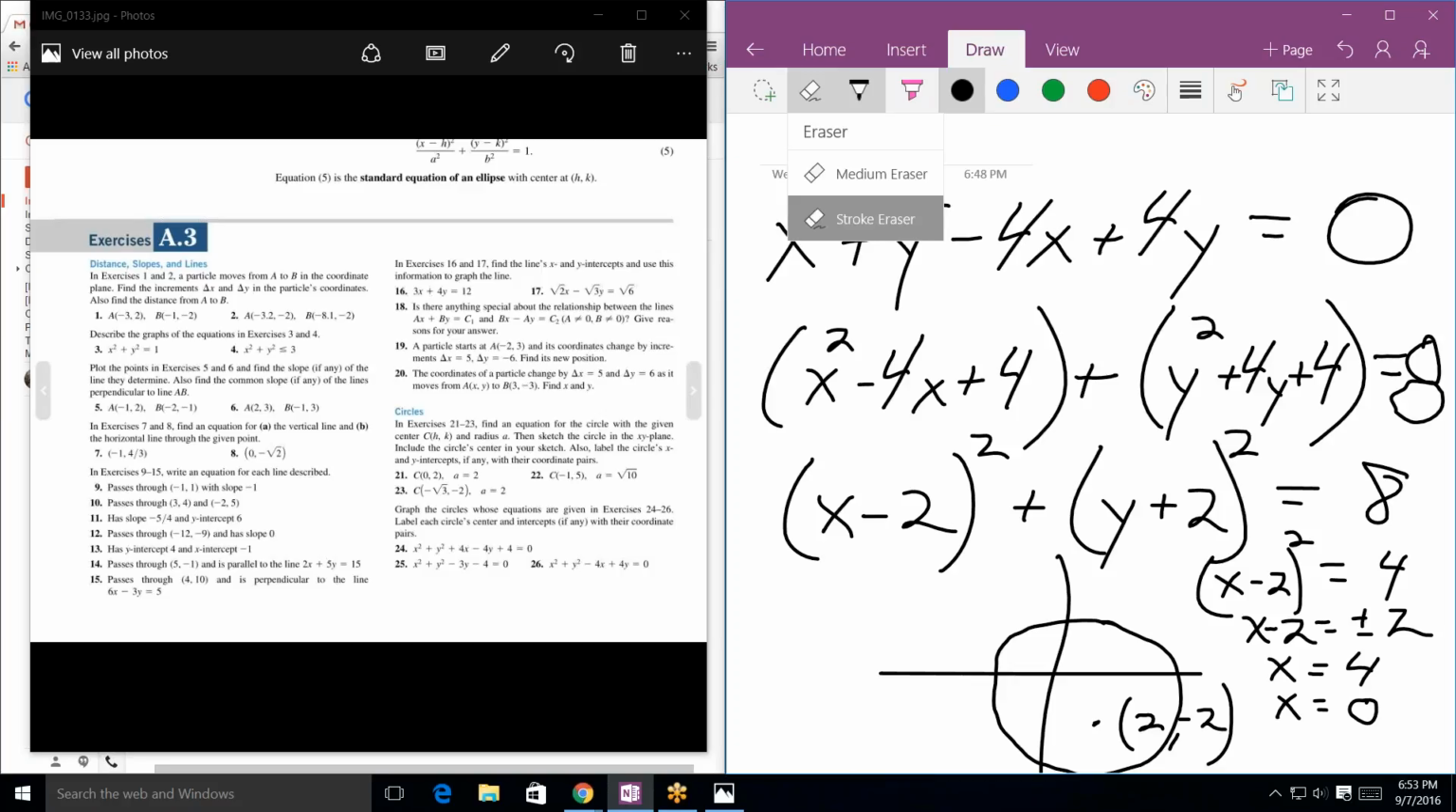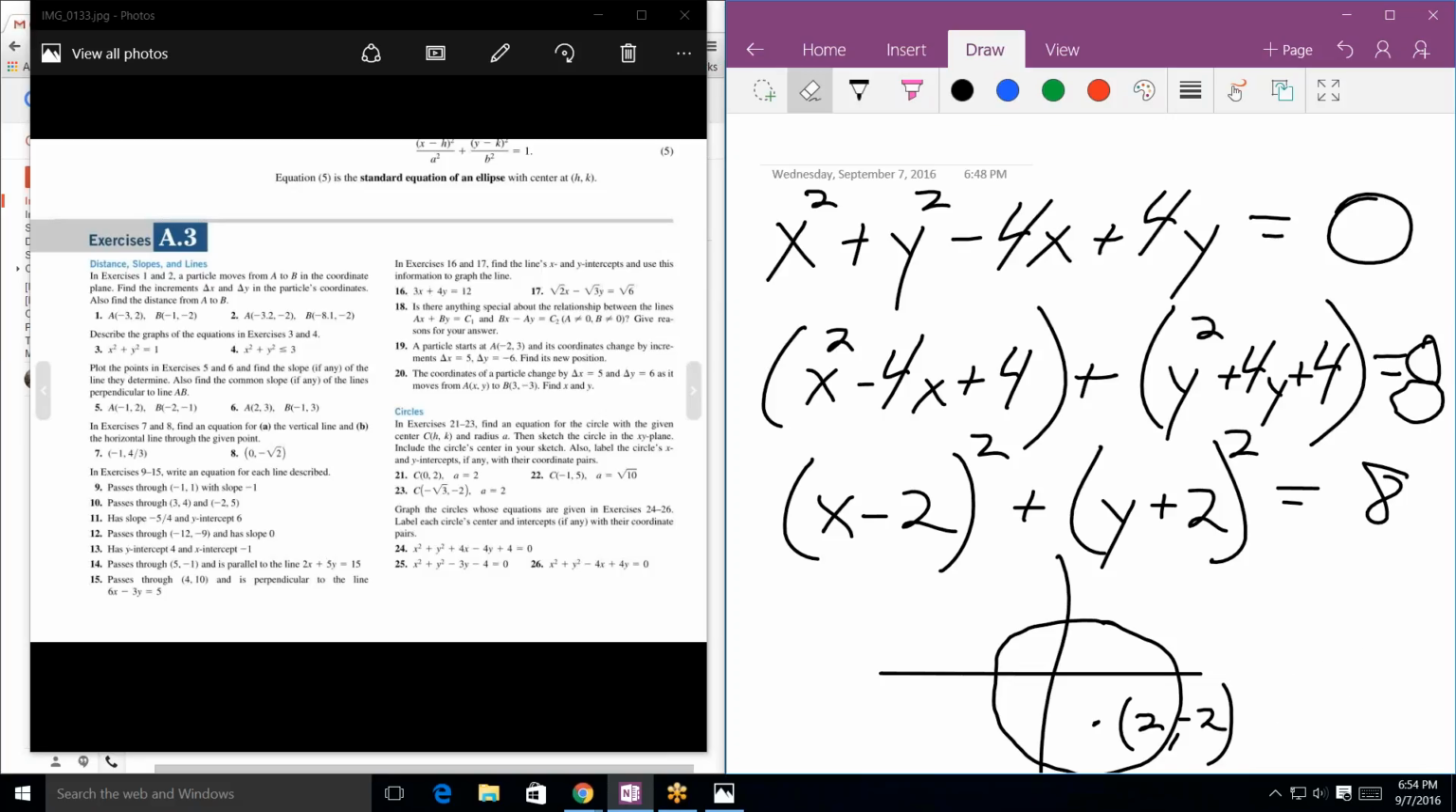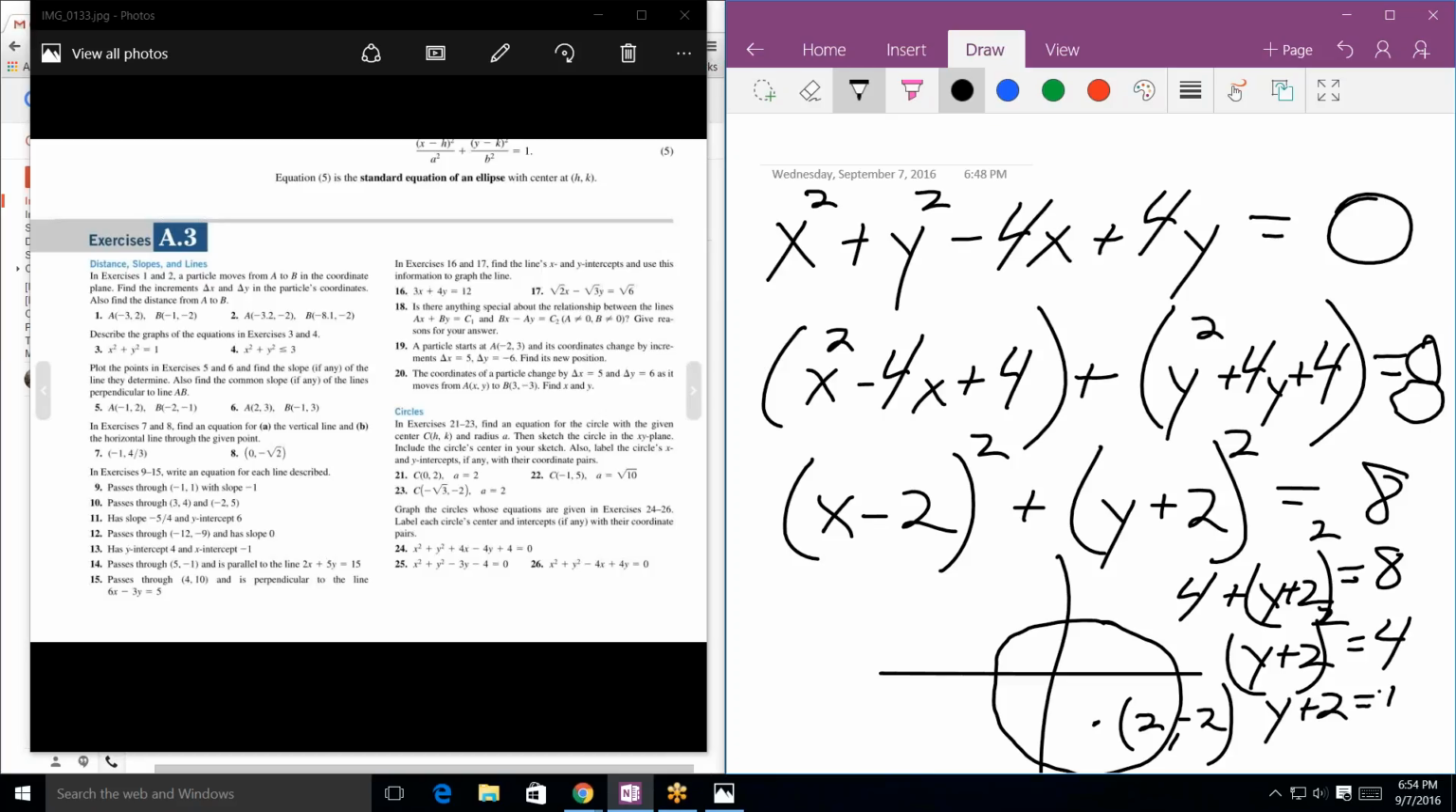Now let me erase this to make a little room. And what's our y-intercept? So I plug 0 in for x, so it would be 4 plus y plus 2 squared equals 8. Then I subtract 4. Then I do the square root, then it'll be y plus 2 equals plus or minus 2. Then I subtract the 2 from both sides. Then y equals plus or minus 2 minus 2. So if it's a plus 2, it's y equals 0. And if it's a minus 2, it's negative 4. There you go. And that's how you do those problems.